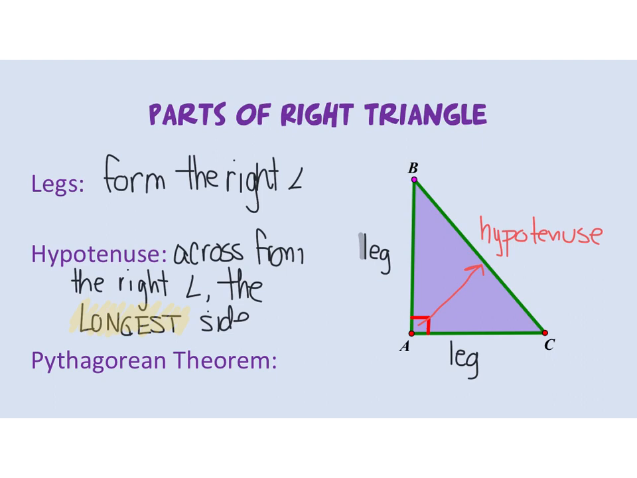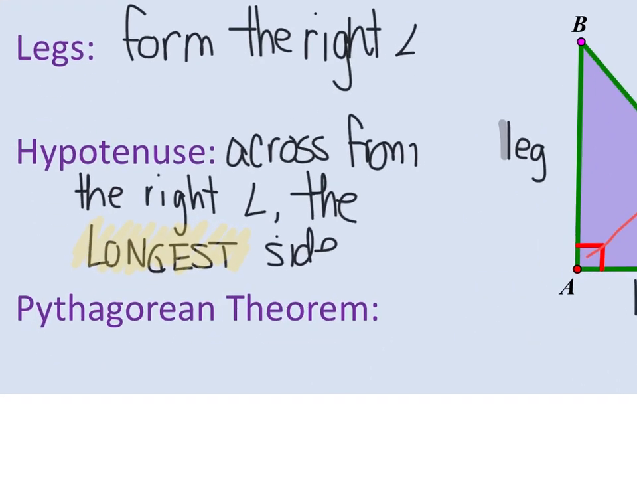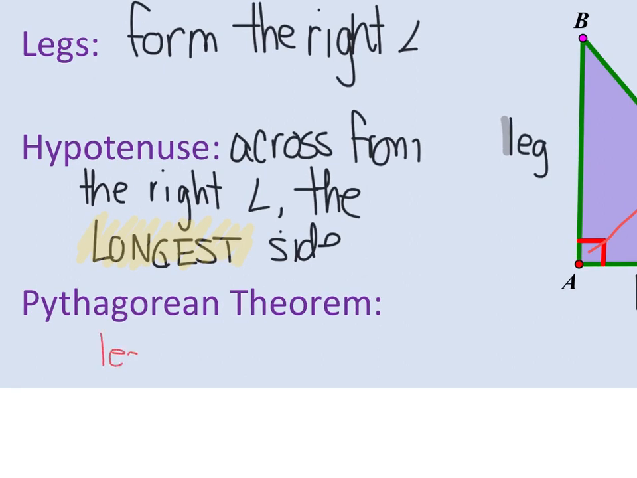Okay, so the Pythagorean theorem, I'm sure we've seen it before, is a way to find a missing side of a right triangle as long as you have the length of two sides. So if you're missing a side, you could use the Pythagorean theorem to help you find it. I'm sure you've heard a squared plus b squared equals c squared. I don't like to use that necessarily. I like to instead call it leg squared plus the other leg squared equals the hypotenuse squared.